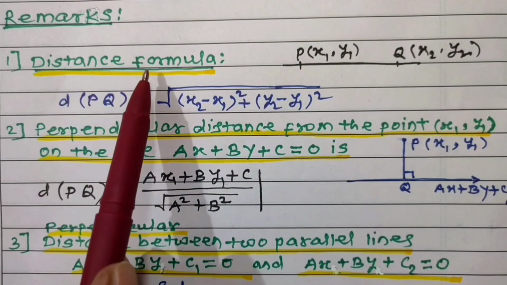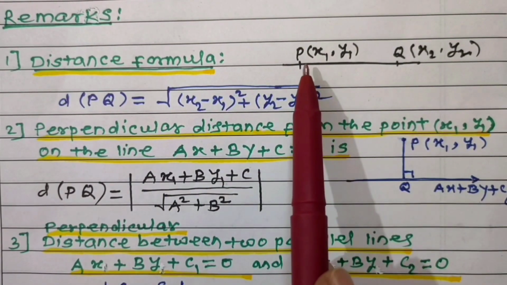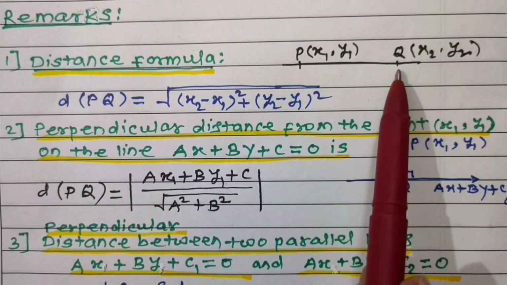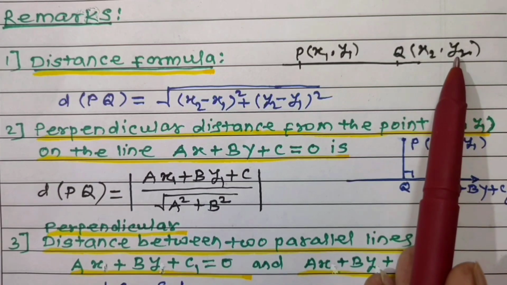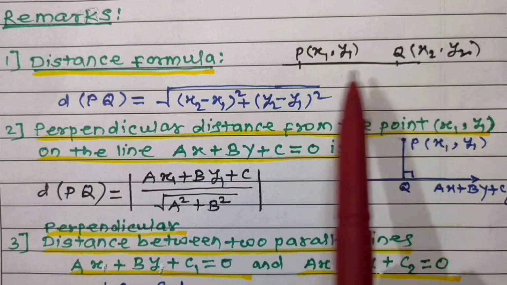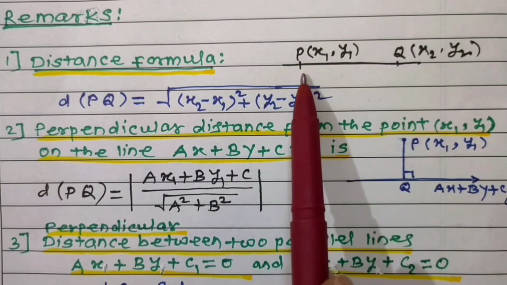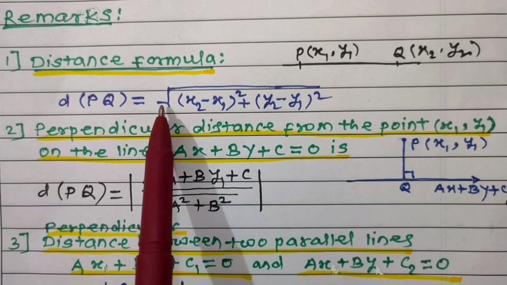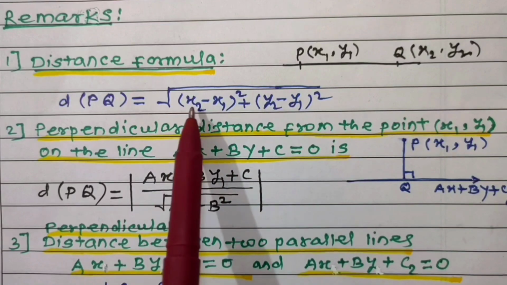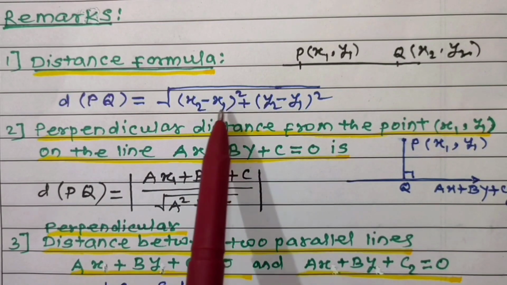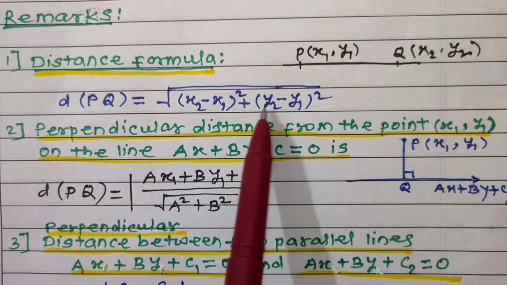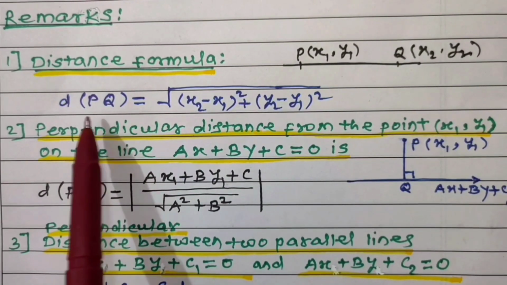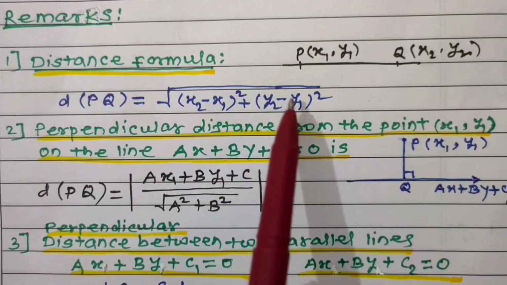Number 1, distance formula. We are assuming two points, point P having coordinates x1 comma y1 and point Q having coordinates x2 comma y2 on this line. Then distance from P to Q, this distance, which is given by distance PQ is equal to, this is formula, square root of bracket x2 minus x1 bracket square plus bracket y2 minus y1 bracket close its square. Okay, remember this formula, which is known as distance formula.